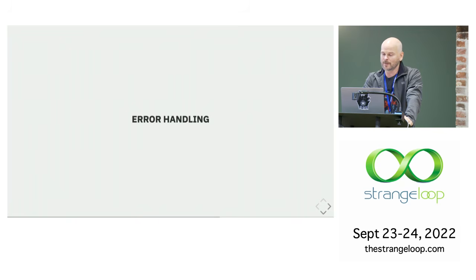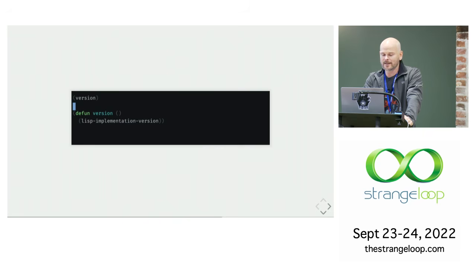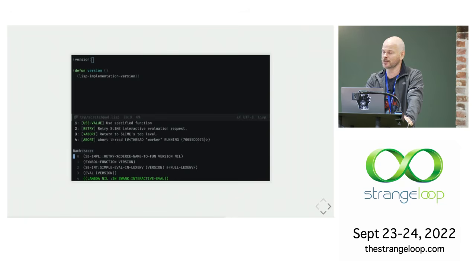If your error handling is the program stops, then it's pretty hard to recover, right? But in a Common Lisp program, like this incredibly stupid toy example, I have a version function. I have not actually evaluated the function yet, and I'm going to try to call it. So what's going to happen? Well, the CL people here know what's going to happen. It's going to pop up the condition handler.